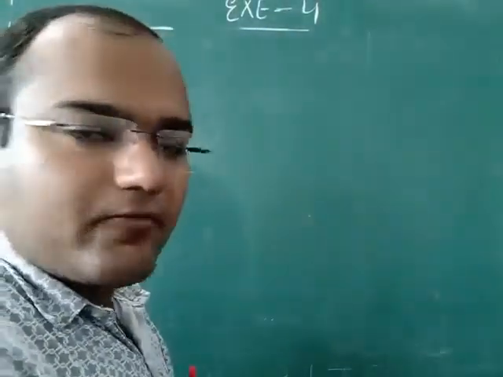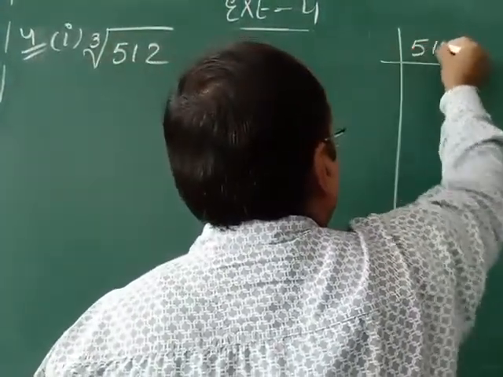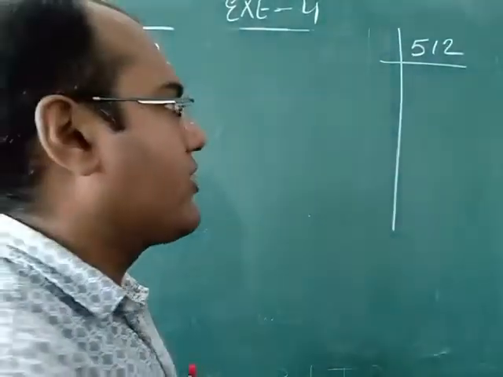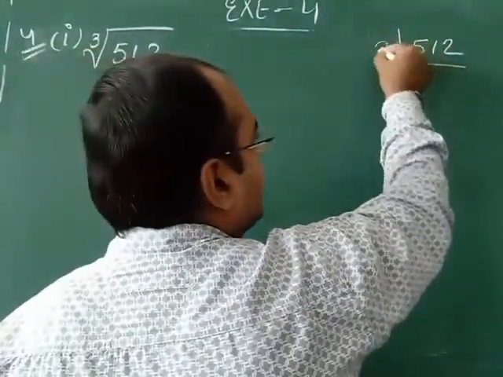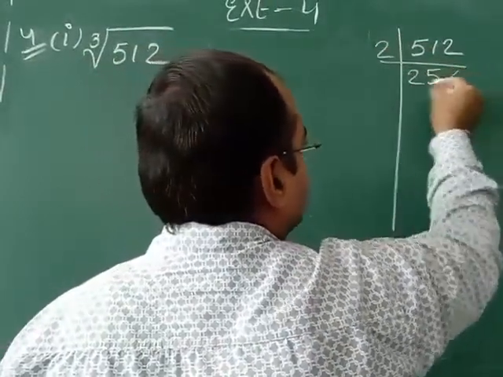You have to find the prime factor of 512. So in order to find the prime factor of 512, what you have to do? First of all we will do it with 2. 2 fours are 8, 1 remainder, 2 fives are 10 and 2 sixes are 12.